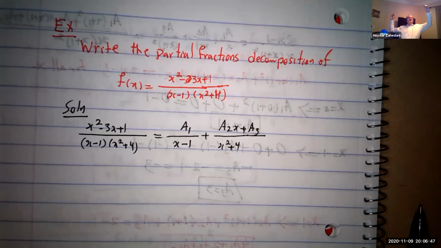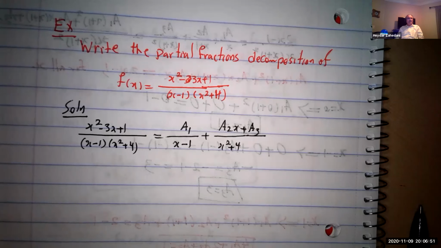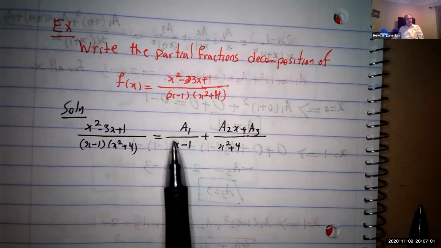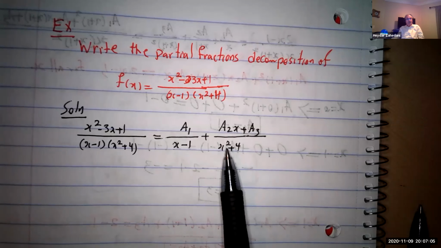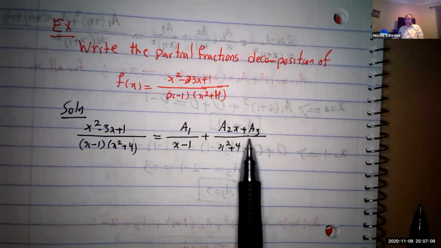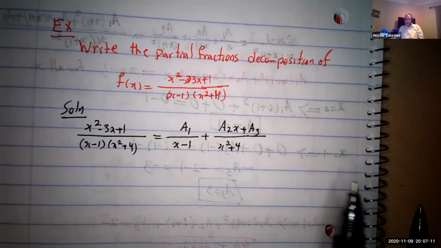Again, some people call them a, b, c, d. They don't like this a1, a2. It's just up to you. That would be fine. Any question? So make sure you don't miss it. This is a linear, x minus 1. So on the top is going to be a constant, a1. But this is not. The power is 2. Since the power is 2, something with the power 1 you have to put on the top.